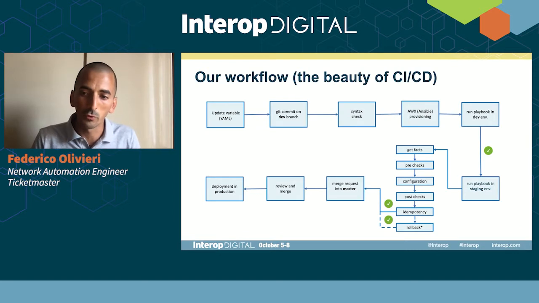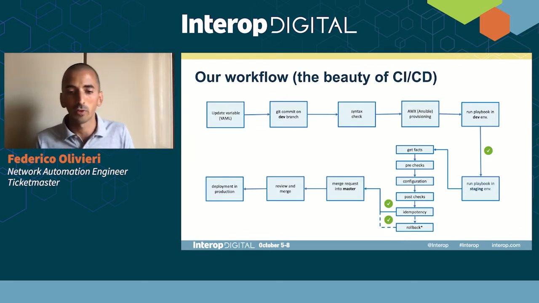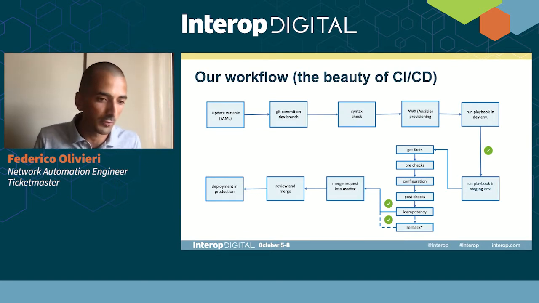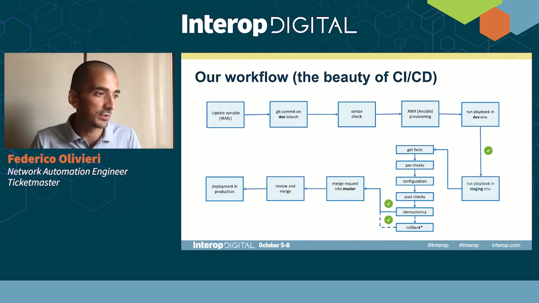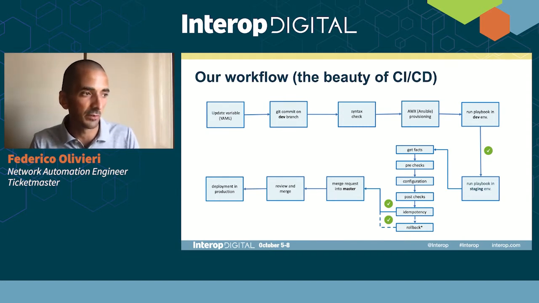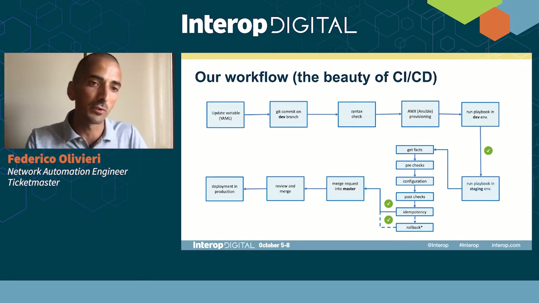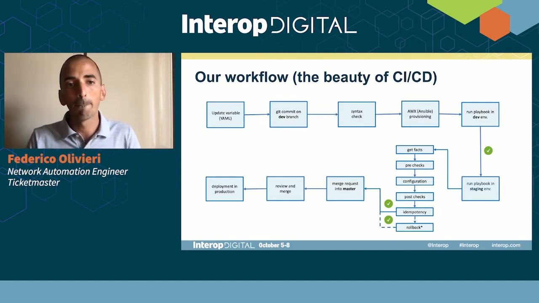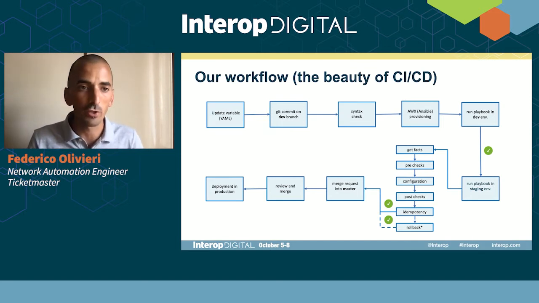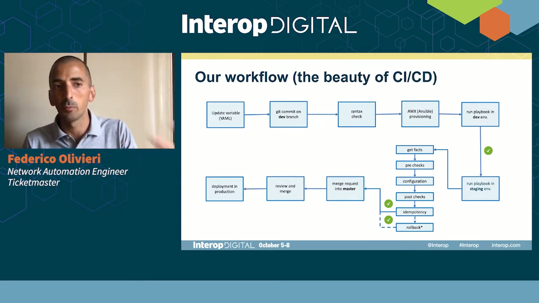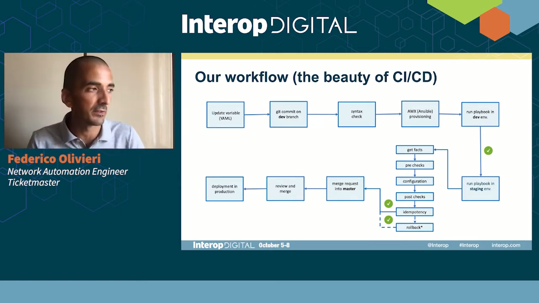We wanted to enforce a kind of workflow to make sure that we didn't break anything, because obviously pushing changes through hundreds of devices means if you do something wrong, you're going to break those hundreds of devices. So this is our workflow. We update the variables in a YAML file. We push the changes in a dev branch, and we see the result. Behind this YAML file is a Jinja template that is going to render the config.